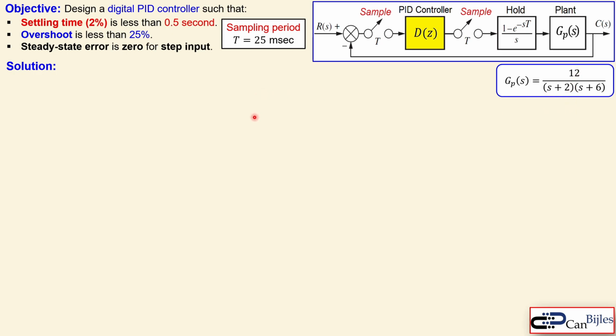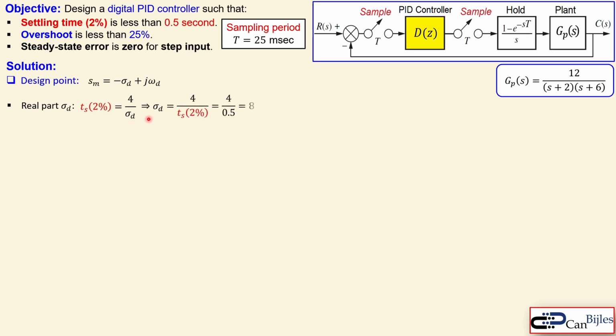So let's see what we do in our solutions. Step 1 is the design point in the S domain, given here in the general form, the real value sigma d and the imaginary value omega d. From the specifications we can determine sigma d and omega d. Sigma d is a real value which is determined from the settling time criterion. Settling time of the 2% criterion is equal to 4 over sigma d, so sigma d is equal to 4 over the settling time, or 4 over 0.5, which is exactly 8 radians per second.